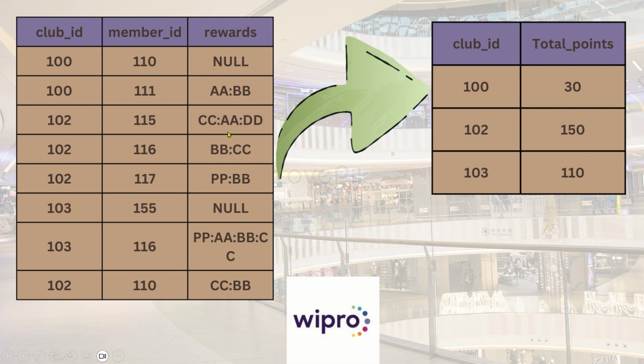So based on this data we need to calculate the total points for each club ID. So you have three clubs here, 100, 102 and 103. So you need to calculate the total points for each of these club IDs. So now let's go back to SQL Server Studio and see what is the logic, how do we calculate the points, what is the use of member ID, what is the use of rewards, and how to get the required points.